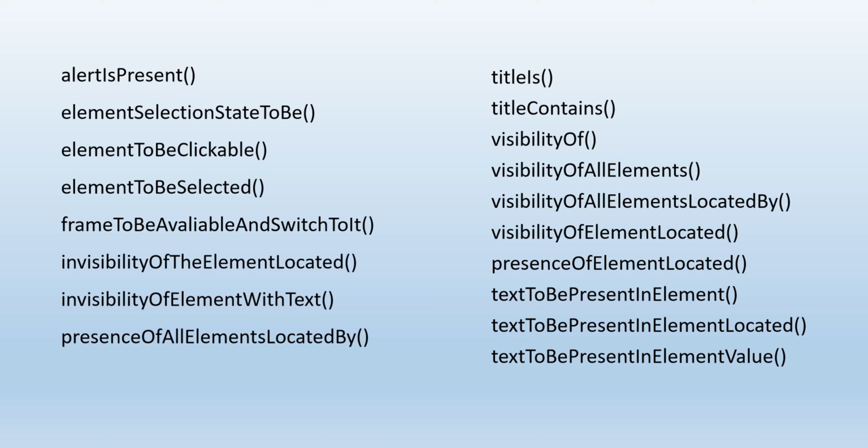Element to be clickable, element to be selected. If you want to select an element, or if there is a button you want to click, it tells the WebDriver to wait until the button is clickable. Once the button is available, it will move to the next step and click that button.